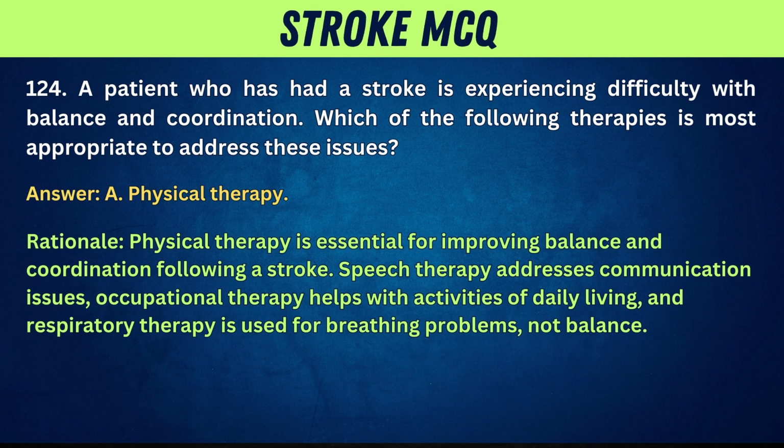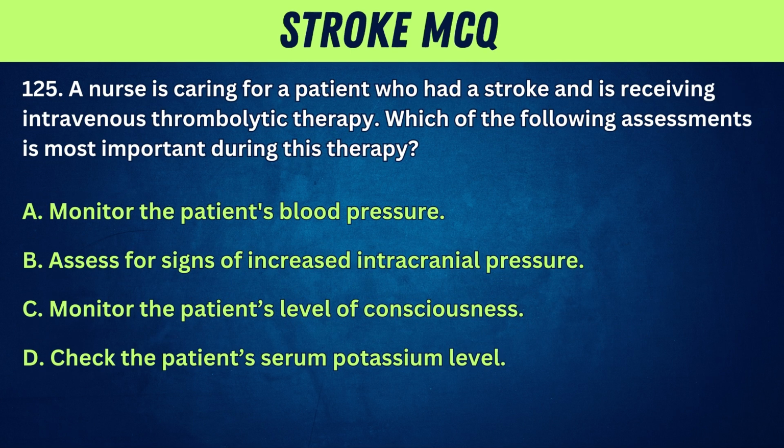Answer: A. Physical therapy. Rationale: Physical therapy is essential for improving balance and coordination following a stroke. Speech therapy addresses communication issues. Occupational therapy helps with activities of daily living, and respiratory therapy is used for breathing problems, not balance.